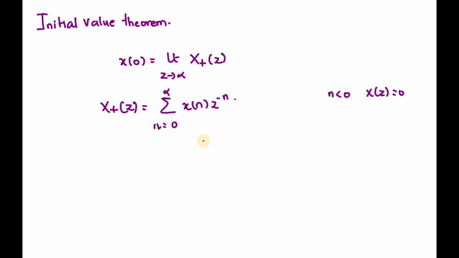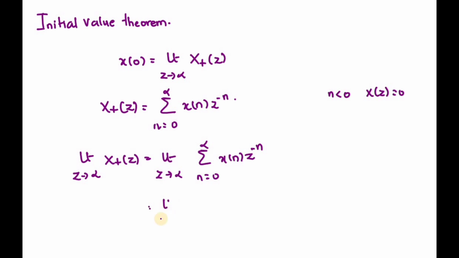So how to prove this one? I'm going to take the limit z tends to infinity of x plus of z, that is equal to, if I take the limit z tends to infinity, summation n is equal to 0 to infinity x of n z power minus n. So I'm going to substitute n equal to 0, 1, 2 and so on here. So x of 0 into z power 0 plus x of 1 into z power minus 1 plus x of 2 into z power minus 2 up to x of infinity into z power minus infinity.